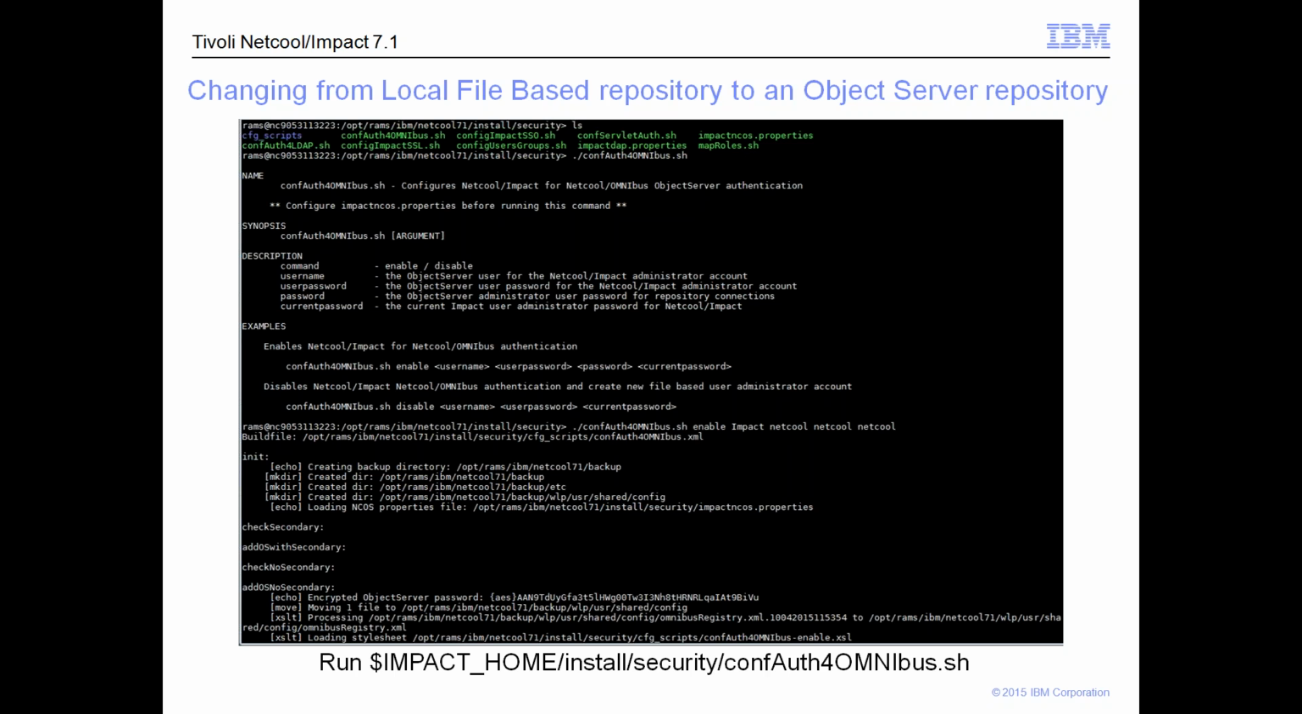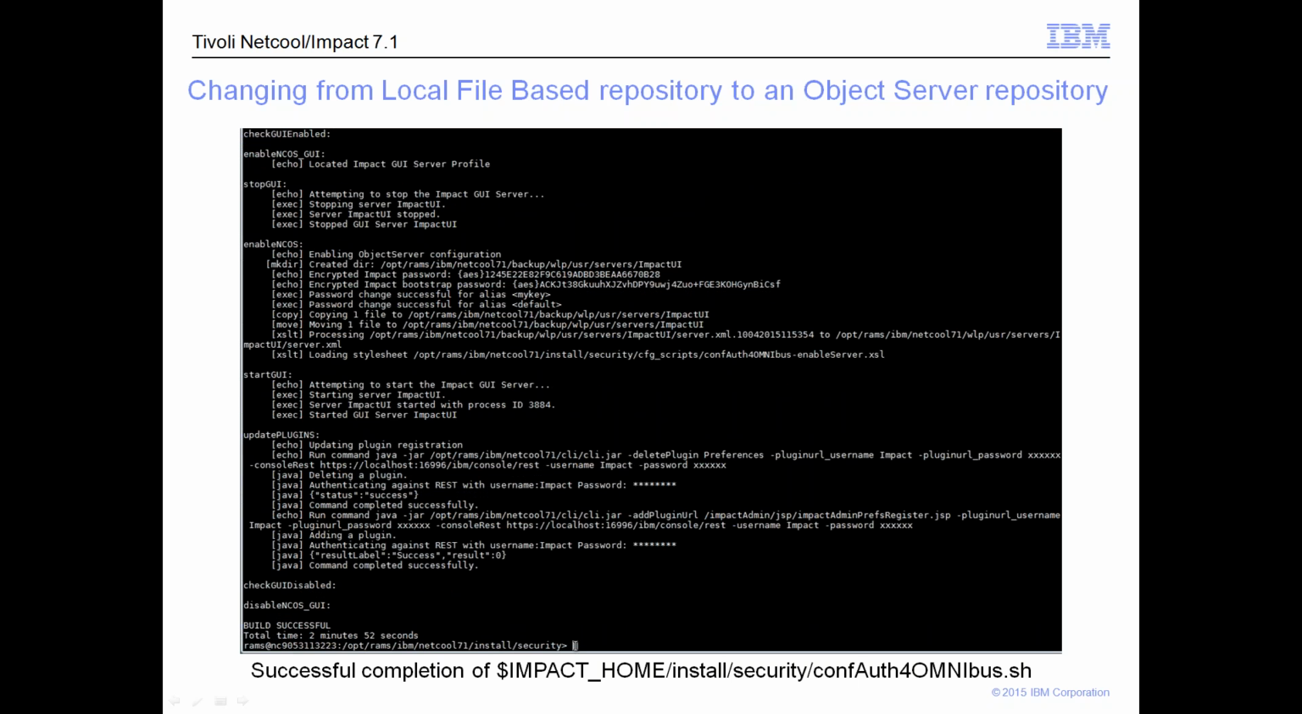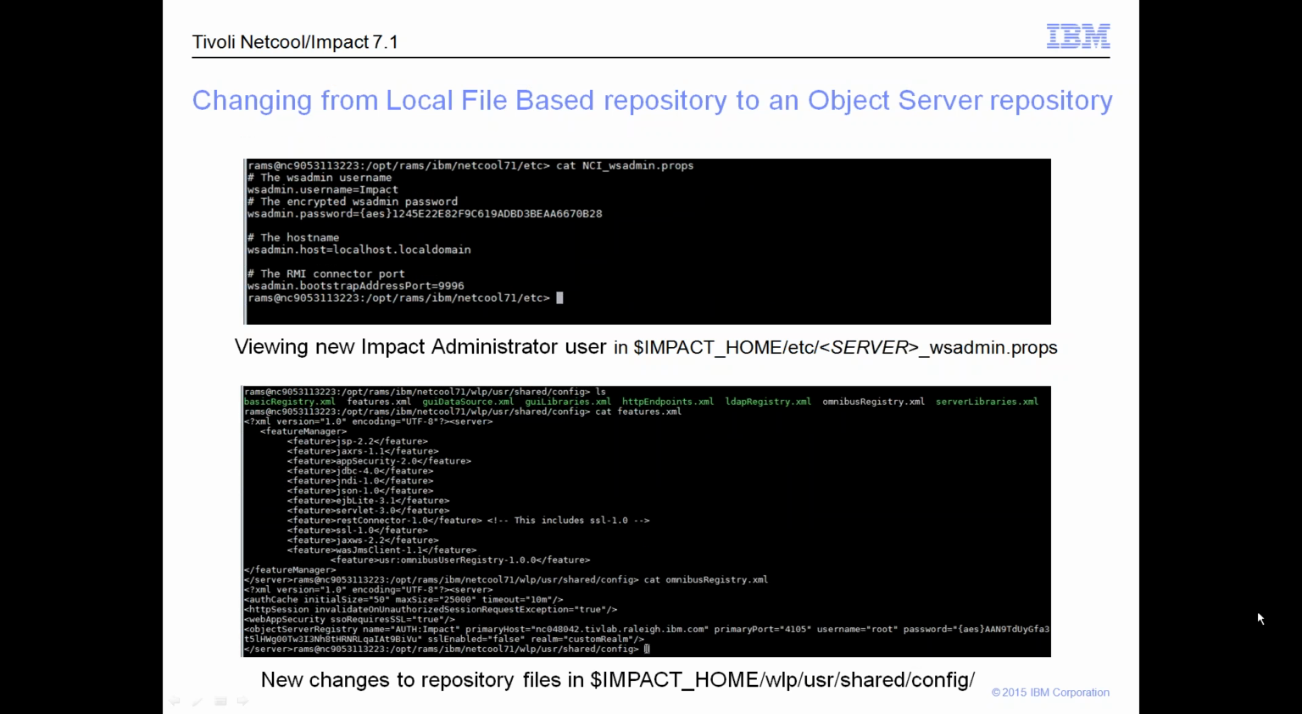So they're basically, in the end, the same users. Whether it's local file base or object server, whatever user you've defined as the impact administrative user, it should have the same roles and capabilities. Of course, you have to define the user and add the roles to that user once you've set up a repository for the object server on that. So hopefully that was clear, sort of.